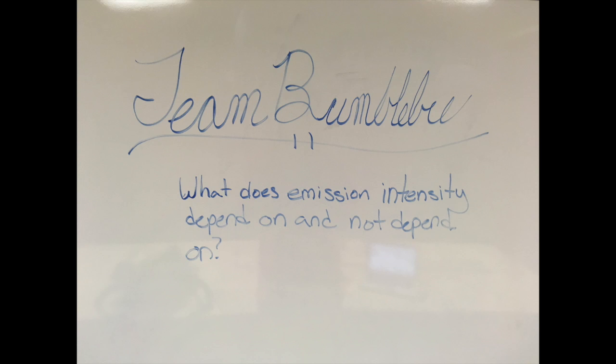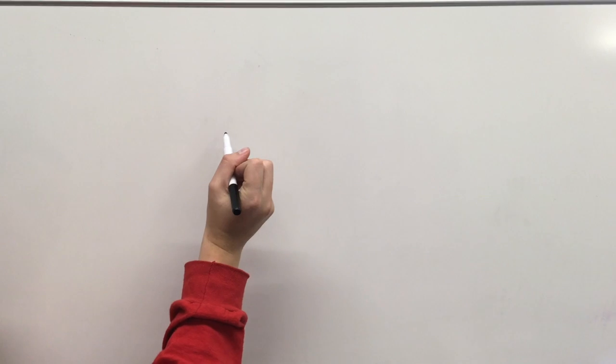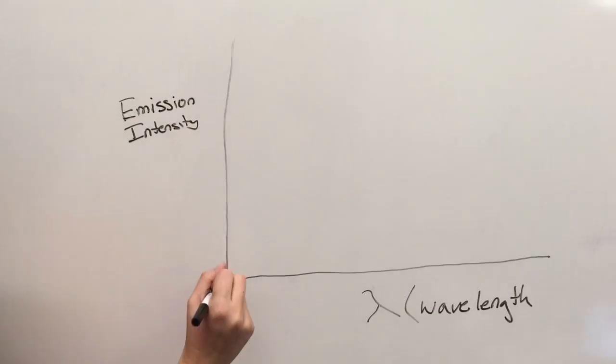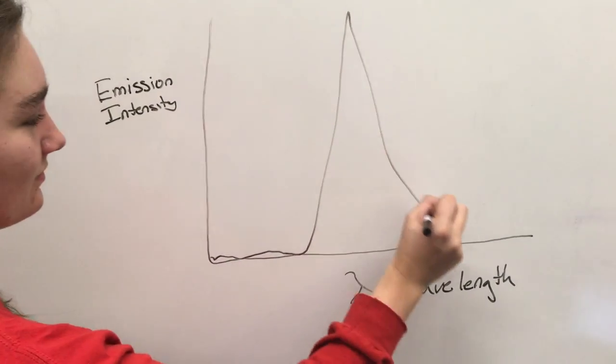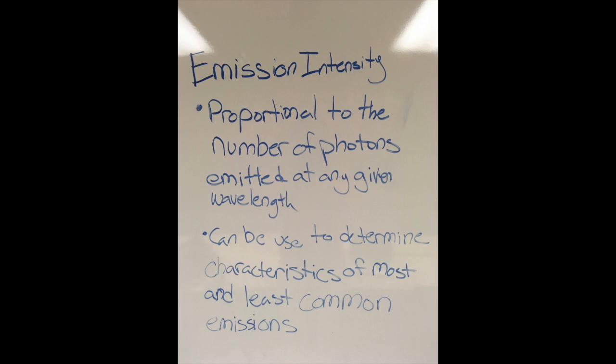Question for this week is, what determines emission intensity? As a reminder, emission spectra graph wavelength in nanometers against intensity. The intensity is what we will be looking at this week. Emission intensity is proportional to the number of photons emitted at a given wavelength. It can be used to determine characteristics of most and least common emissions.